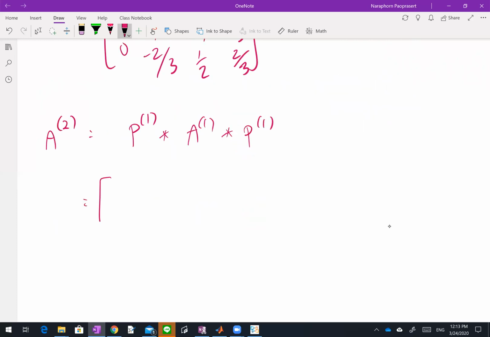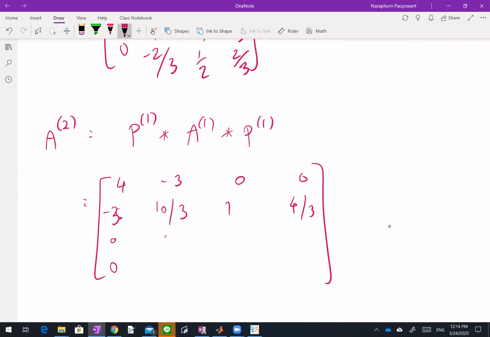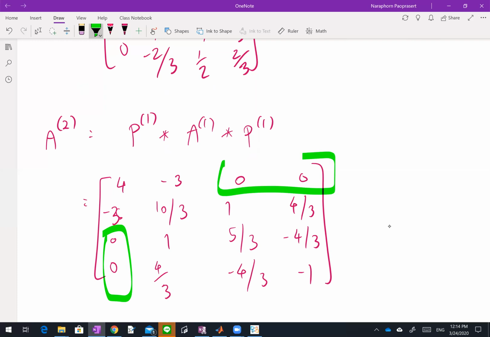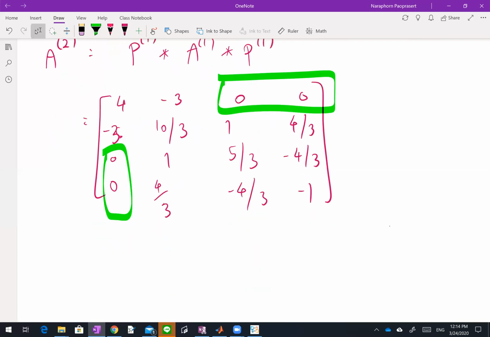So it's going to be P in this round times A and then times P in this round. So after you do the calculation, it's gonna be 4, minus 3, 0, 0, and this is minus 3, 0, 0, 10 third, 1, 4 third, 1, 5 third, minus 4 third, 4 third, minus 4 third, and minus 1. As you can see, we successfully transformed the first row and the first column to be in the form of tridiagonal. What we only need to do is change 4 third to be 0, and we're going to be done.